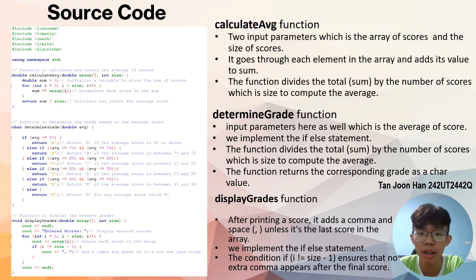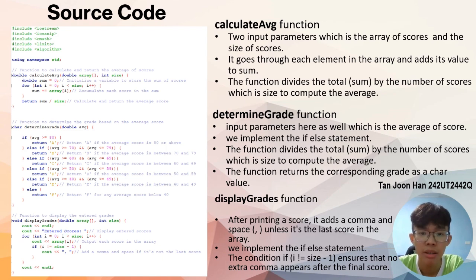This function is to calculate the average score of an array of grades. There are two input parameters, which are the array of scores and the size of scores. First, we declare the variable sum as a double data type and assign it the value of 0. Using a for loop, we declare integer i equal to 0, i less than the size of the papers, and i increased by 1 until the condition is met. After that, it goes through each element in the array and adds its value to sum. After summing up all scores, the function divides the total sum by the number of scores, which is size, to compute the average. And the computed average is returned as a double value.